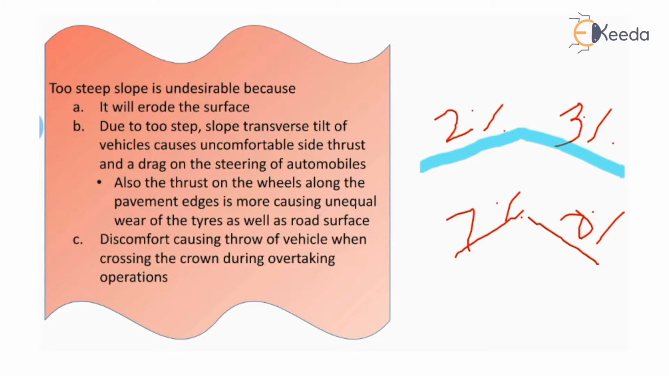When the vehicle is in this lane and it has to overtake the front vehicle, then it has to come on this side of the lane, and this is the topmost point. If we are providing this type of camber, then it is very difficult to overtake the vehicles, and it will lead to overturning or road erosion. So too steep a slope is undesirable.